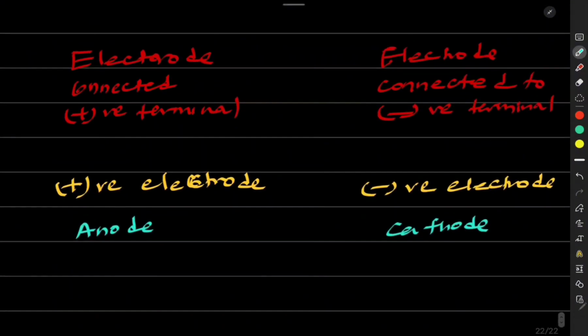Here the oxidation reaction and reduction reaction are opposite to the galvanic cell. In a galvanic cell, at the anode oxidation occurs and at the cathode reduction occurs, but here in electrolysis, at the anode oxidation occurs and at the cathode reduction occurs.